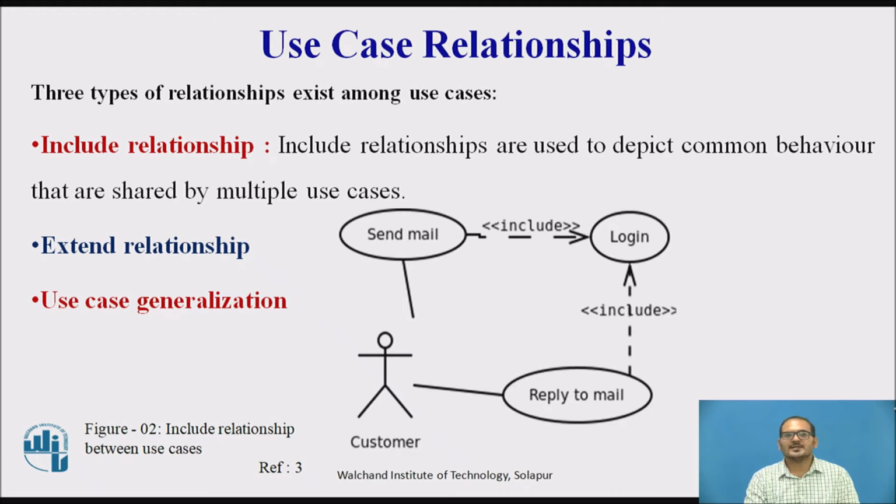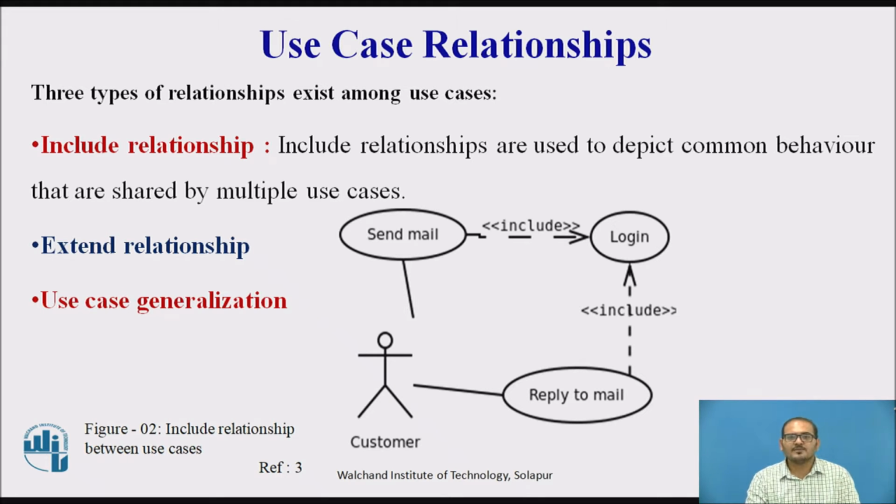Let us discuss the use case relationships. There are three types of relationships that exist among the use cases: include relationship, extend relationship, and use case generalization. Include relationships are used to depict a common behavior that is shared by multiple use cases. This could be considered analogous to writing functions in a program in order to avoid repetition of the same code. Such a function would be called from different points within the program.